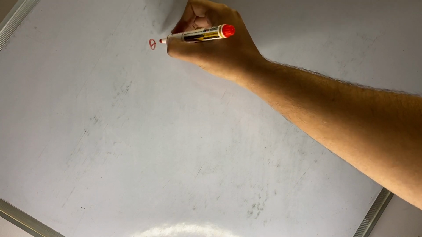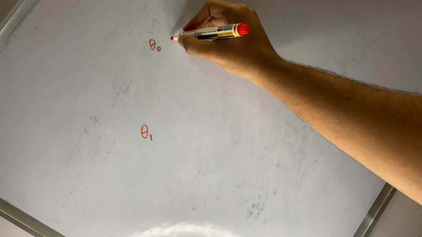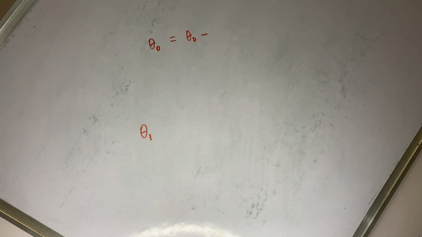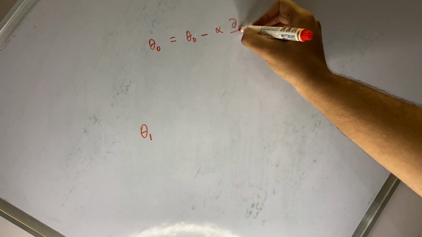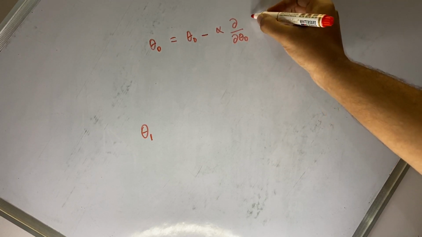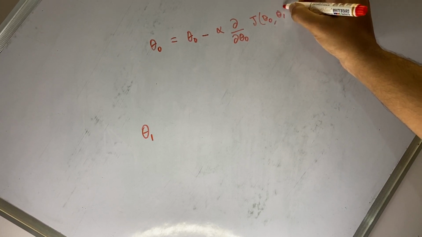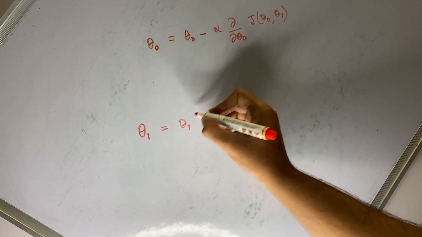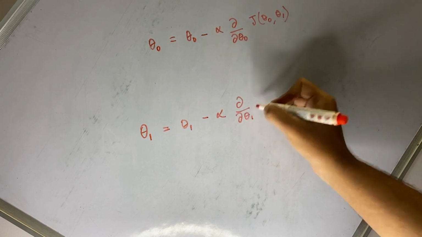Now let us not forget, our main aim was to optimize θ0 and θ1. To optimize θ0, we would subtract some value from θ0, and that value was alpha times the derivative of the cost function. And similarly for θ1, it would be the same: step size multiplied by the derivative of the cost function with respect to θ1.